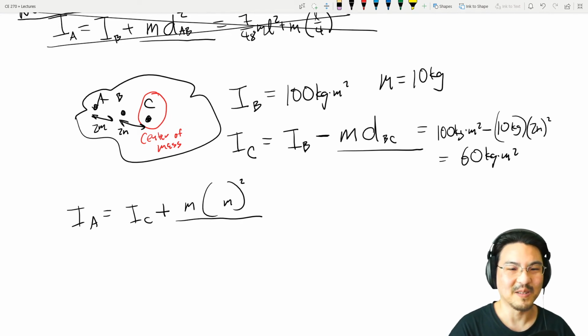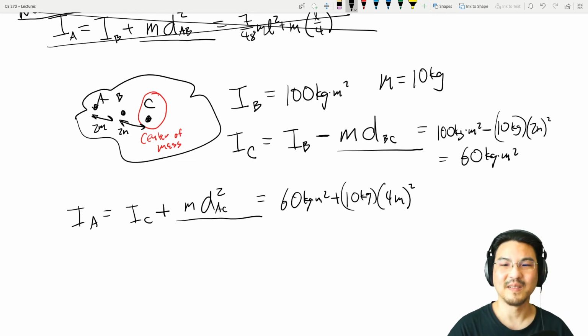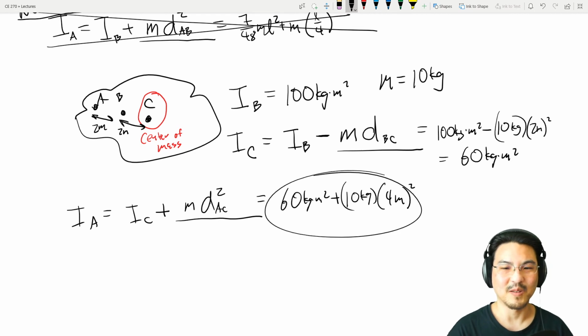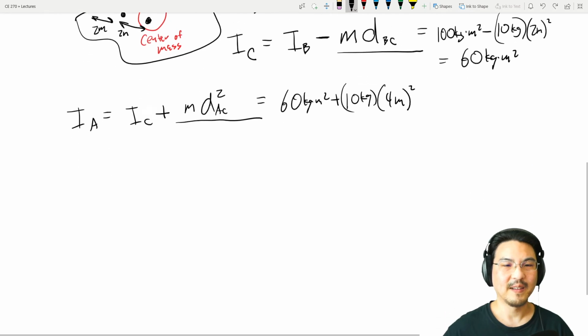Well, let me just write it symbolically. The distance between A and C squared. So in this example, 60 plus 10 kilograms, 4 meters squared. Okay, right, and then solve that.